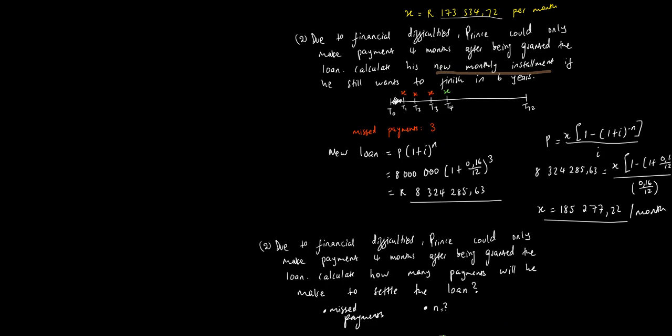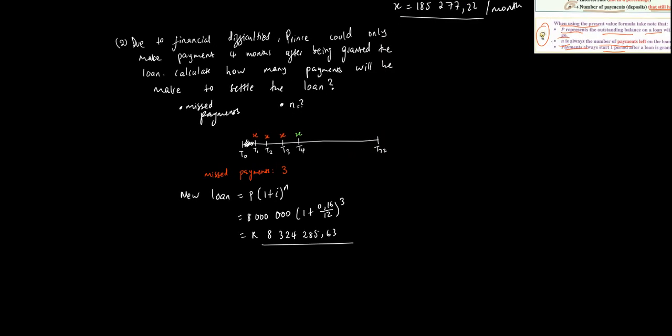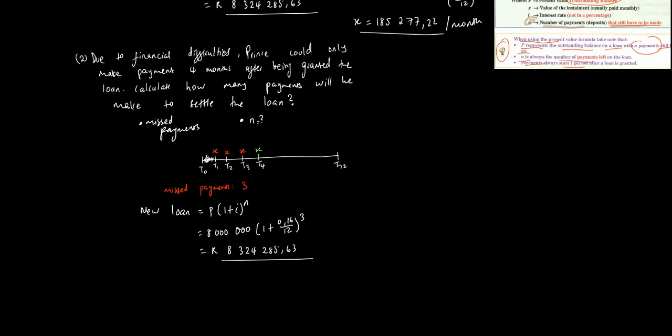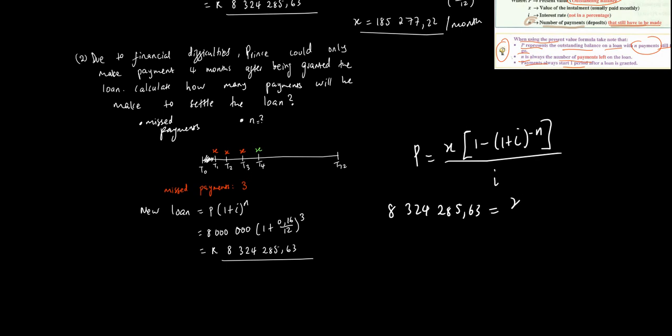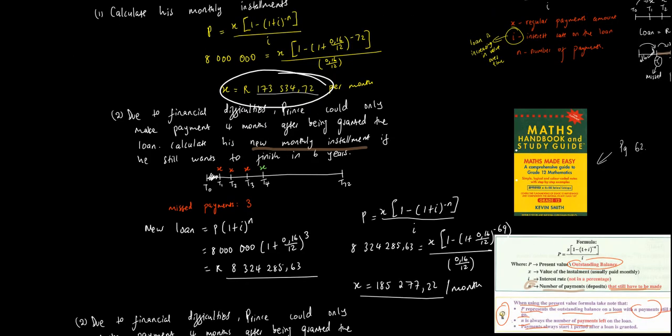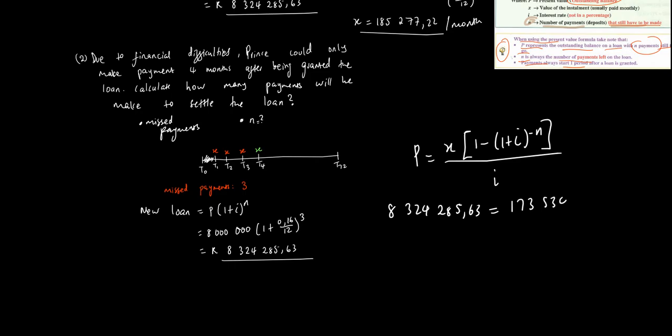This is going to be my answer for the first part, for the fact that I missed payments. Now I have to say P equals X into 1 minus 1 plus i to the power negative n, all over i. So the new value of the loan is 8,324,285.63. And now I want to keep paying the original monthly installments, which is 173,534.72.